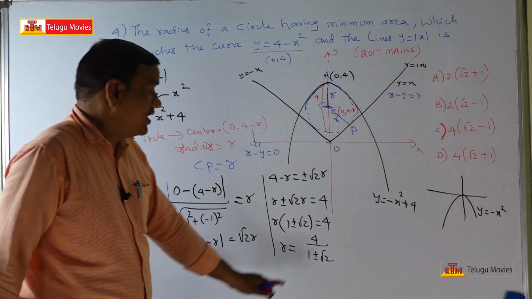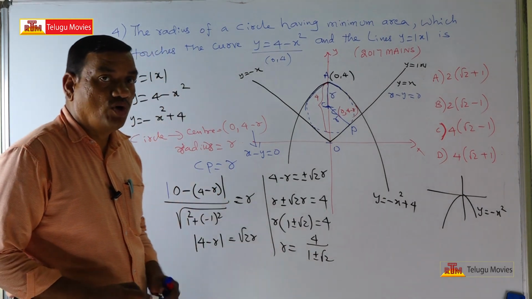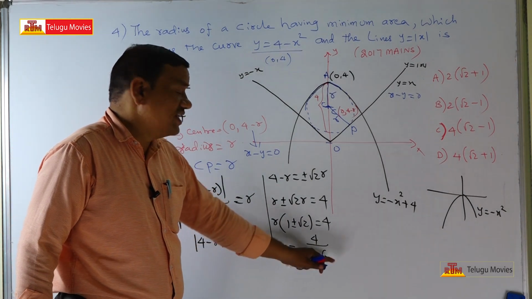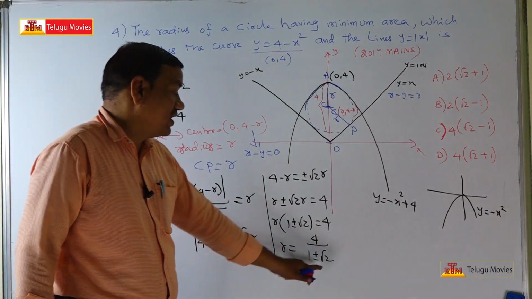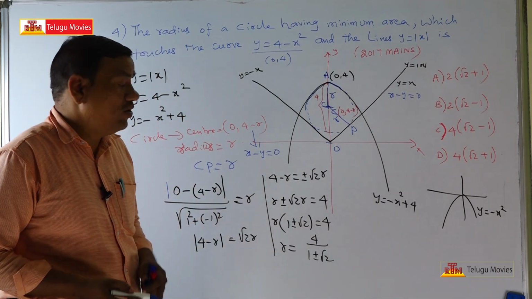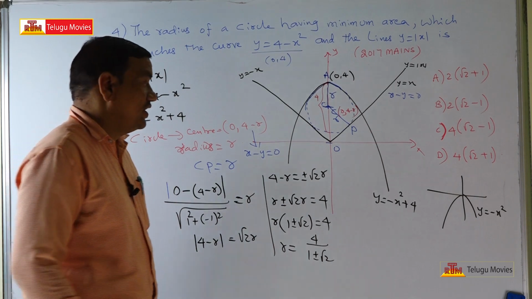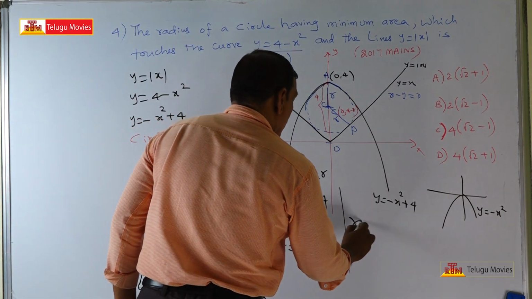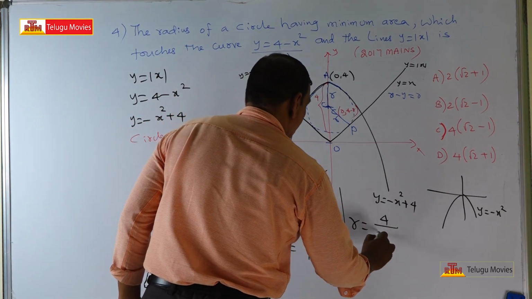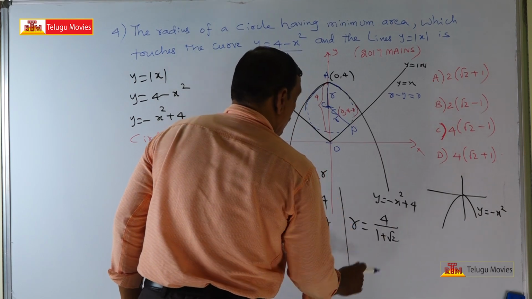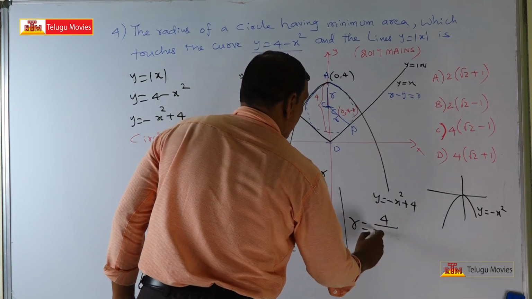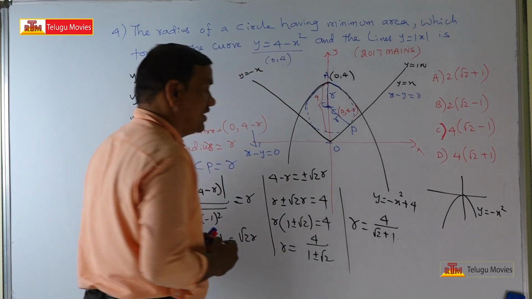So, if you observe here, 1 plus root 2 is a positive quantity, and 1 minus root 2 is a negative quantity. Why? Because the root 2 value is 1.414, so you will get a negative value. Therefore, on the whole, what is the r value equal to? 4 upon 1 plus root 2. That is equal to root 2 plus 1, so you can take root 2 plus 1.